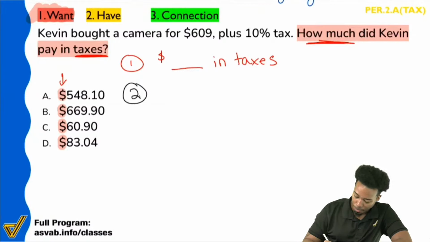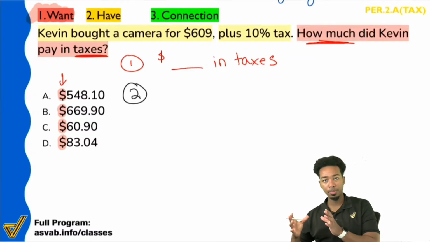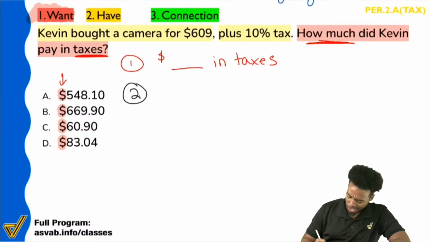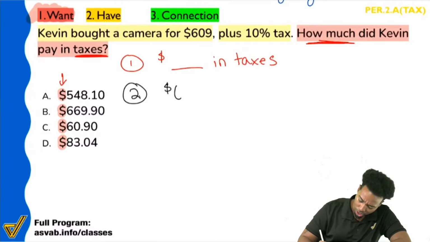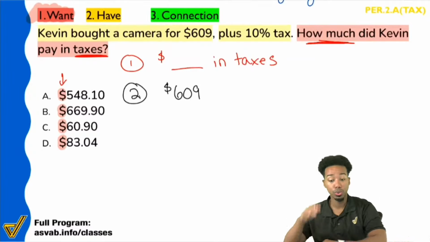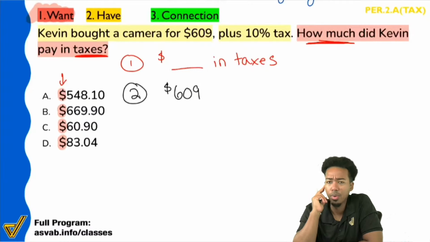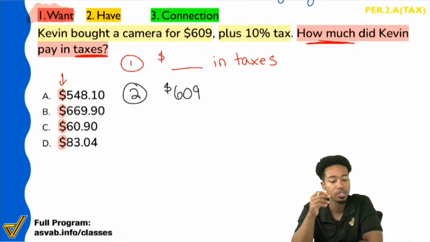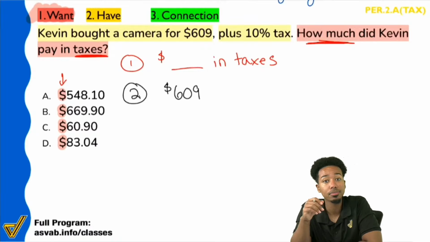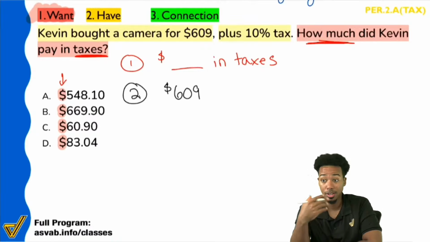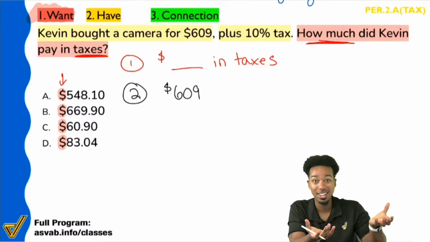We see that Kevin bought a camera for $609. Then it says plus the tax. So it's like, here's the amount, and we add the tax on top of that. So everybody, what does that sound like to you? The $609, what does that represent to you? Right, the price tag amount, right? The original amount. That's absolutely correct. Notice it says, hey, Kevin bought a camera for this much money plus some tax. So what that means is it was this much, and now we're paying some taxes on top of that.